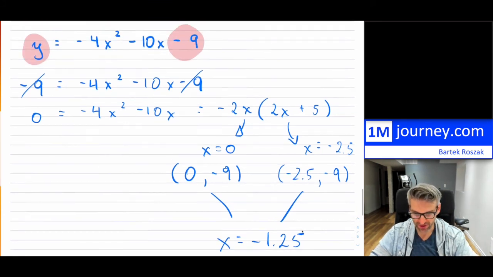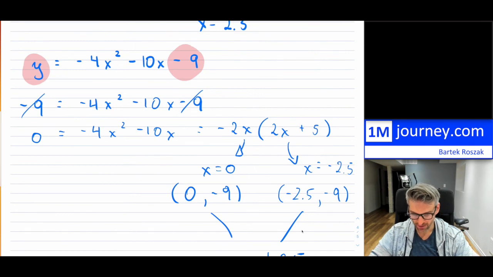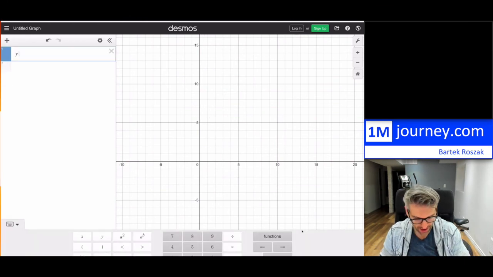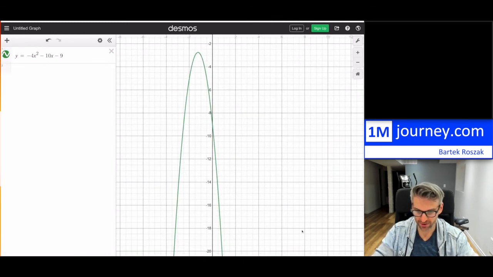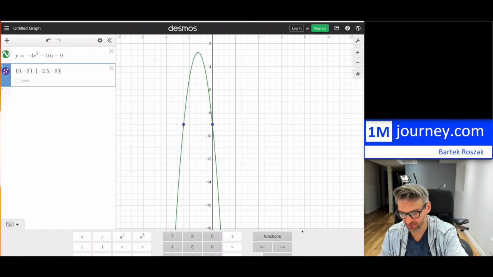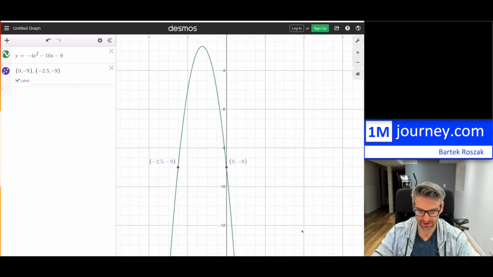So let me graph this out. So y is equal to -4x squared minus 10x minus 9. So notice that it's opening down right there. Now our points that we found were (0, -9). That's 1 point. So we can see that there. And then the other point was (-2.5, -9). And notice the symmetry there again between those 2 points, right there.